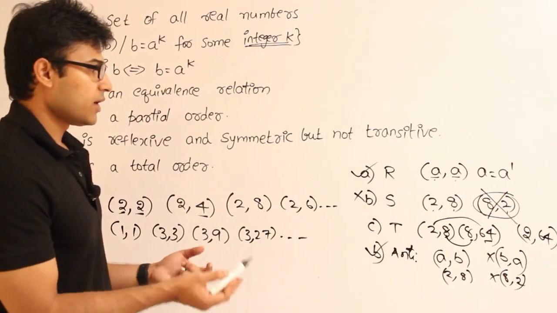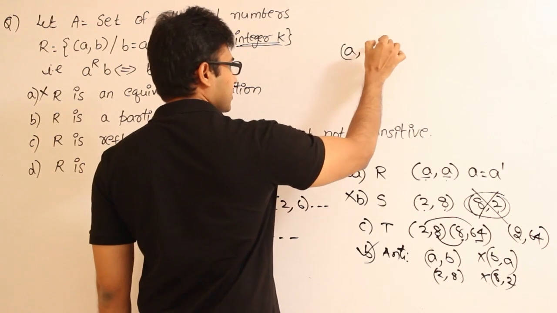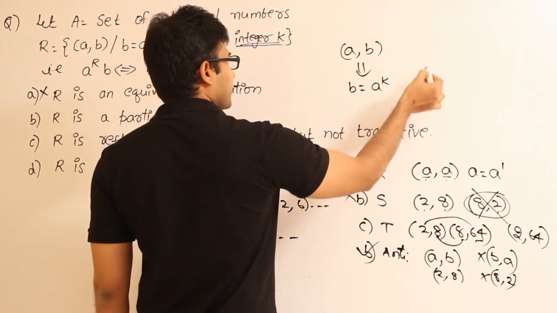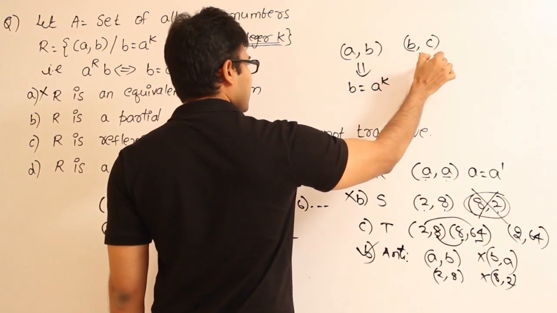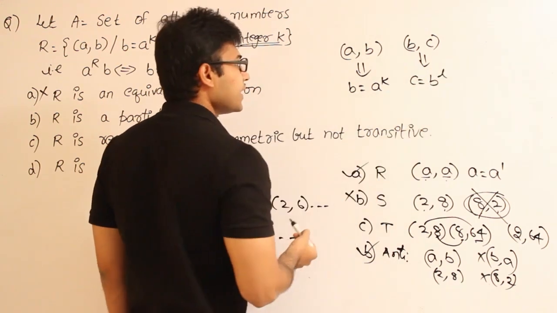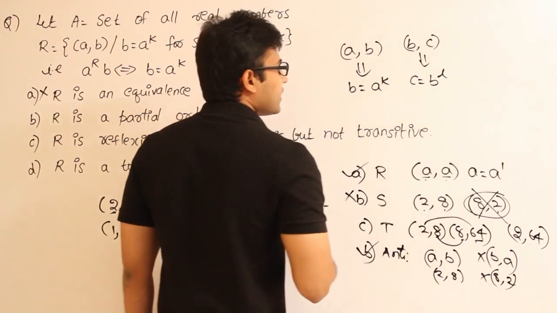Or if you want to write it in other terms, see this. Let us say (A, B) is present. What does it mean? It means that B is equal to A power K. And let us say (B, C) is present. What does it mean? It means that C can be written as B power L, something like this.